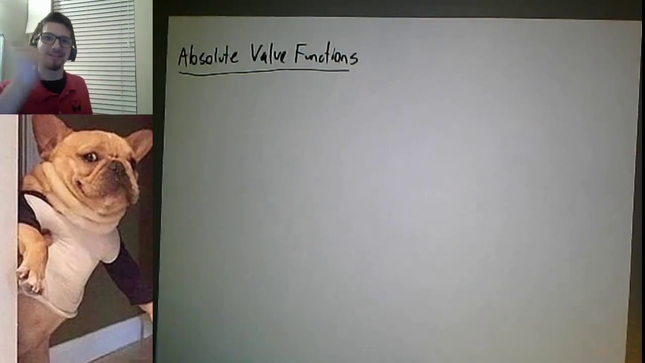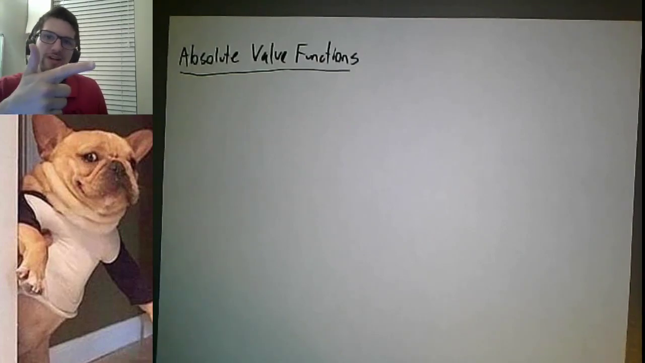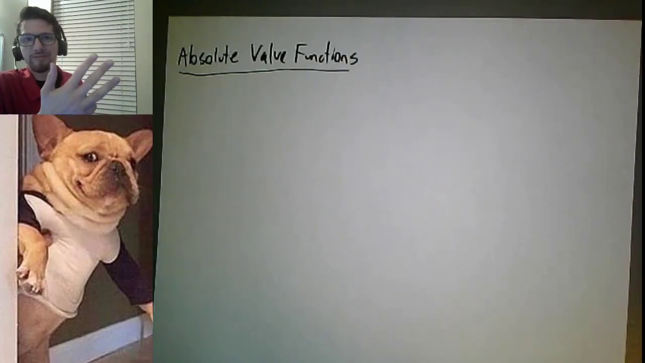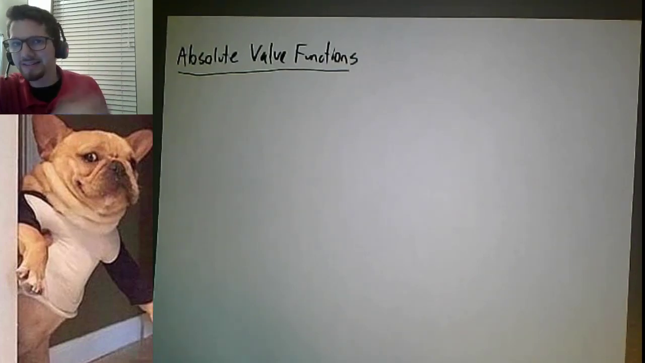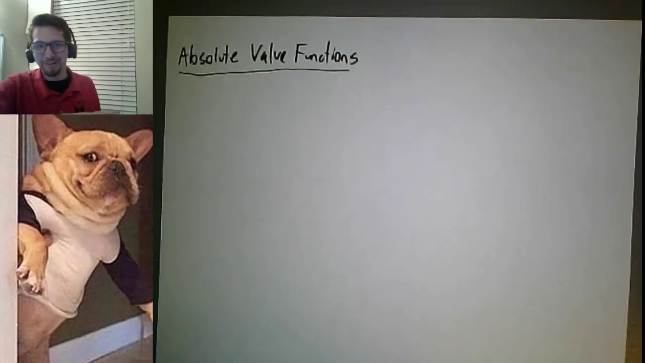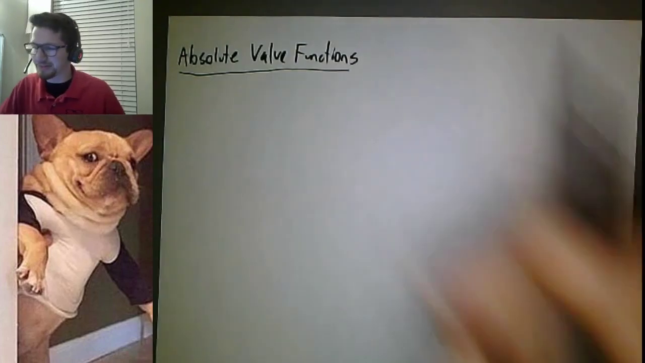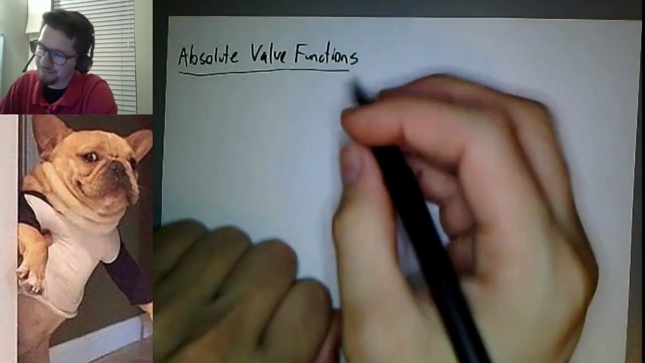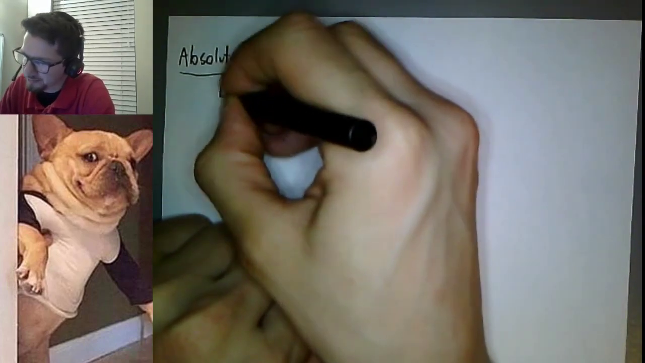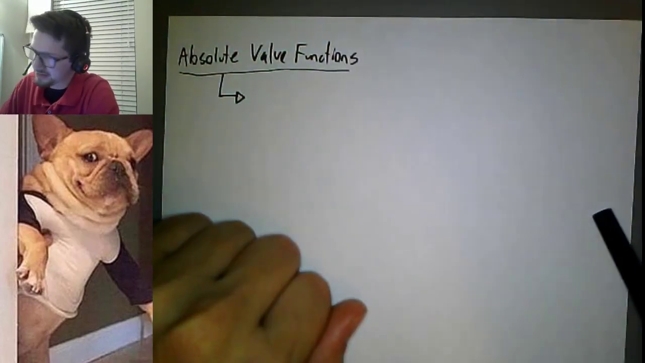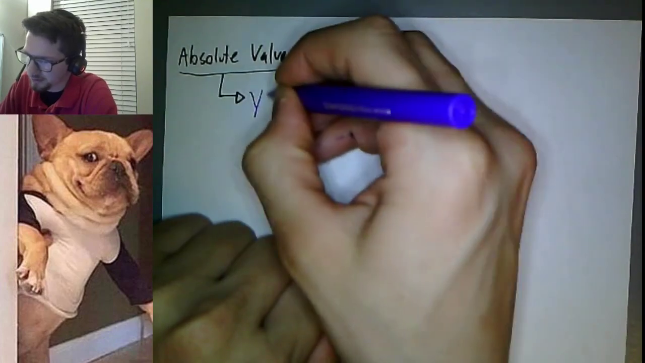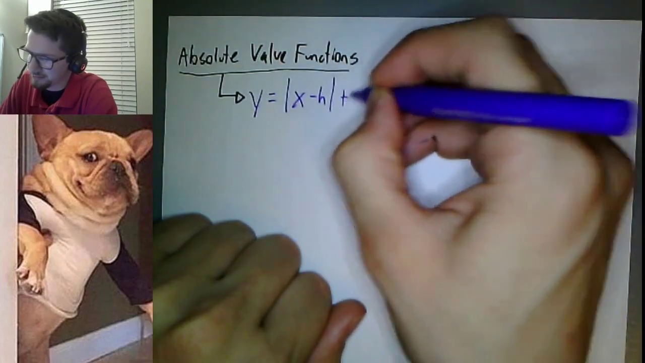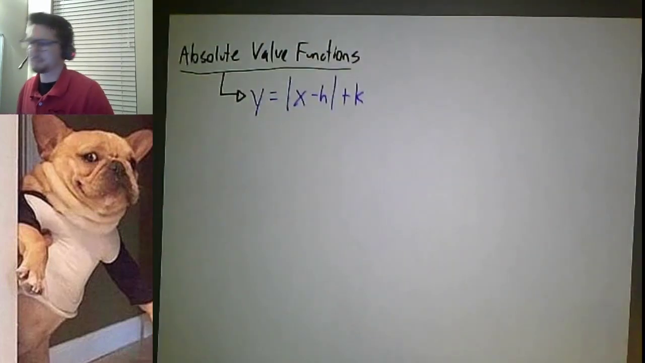So we've covered linear, x, quadratic, x squared, cubic, x cubed, and square root functions, the square root of x. We've only got a couple more main big boys. The one we're going to cover today is absolute value functions. So these look like this: y equals the absolute value of x minus h, plus k.